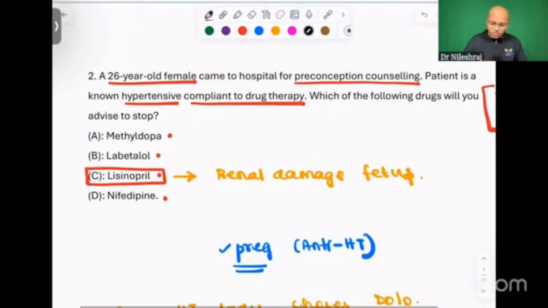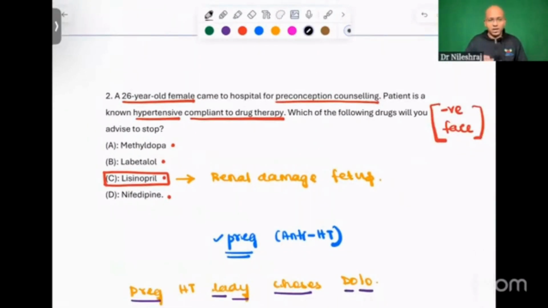So the answer for this question, again, what are we doing? We have to look into that question. We have to come up with this negative phase question. So we have to find out the odd man out. The answer for this question is lisinopril. और mnemonic जो है हमारे पास, pregnant hypertensive lady chooses dolo. From that we can easily understand that methyldopa can be safely administered. Labetalol is the drug of choice. Nifedipine also is the drug of choice with bronchial asthma comorbidities. So all these three drugs are not the answer. The answer is option C, which is lisinopril.